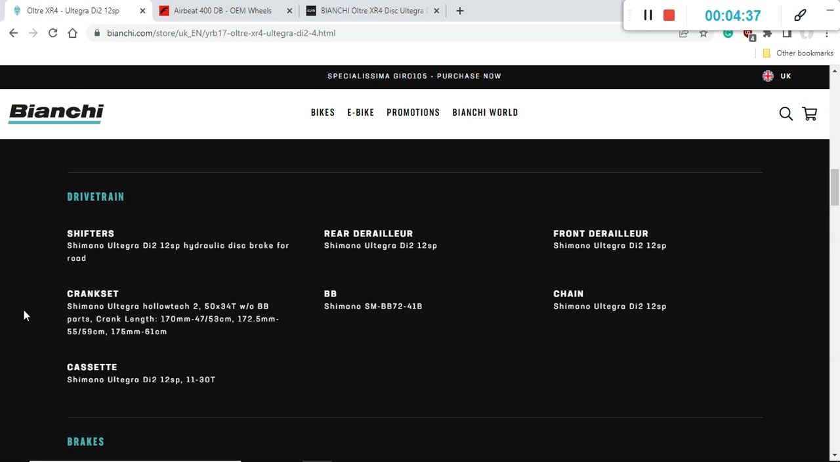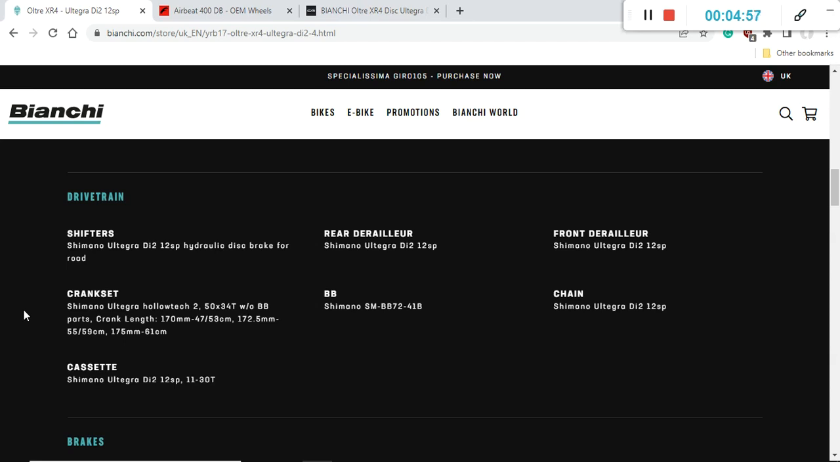When you look at the crankset, they didn't cut corners here, so you are getting a Shimano Ultegra crankset. This is the 50/34 crankset. It is paired with the Shimano Ultegra 12-speed chain, and also the cassette is the Shimano Ultegra 11-30 cassette. So you can see here the ratio of the 11-30 cassette to the 50/34 chainrings.